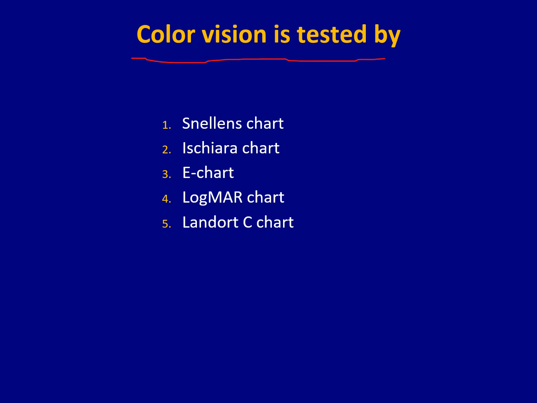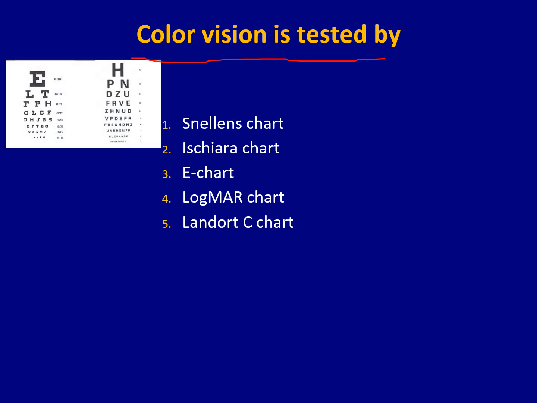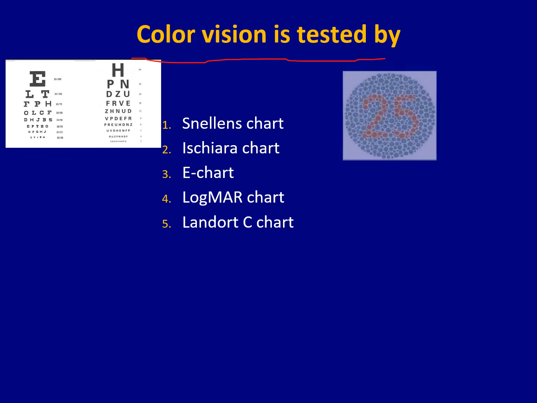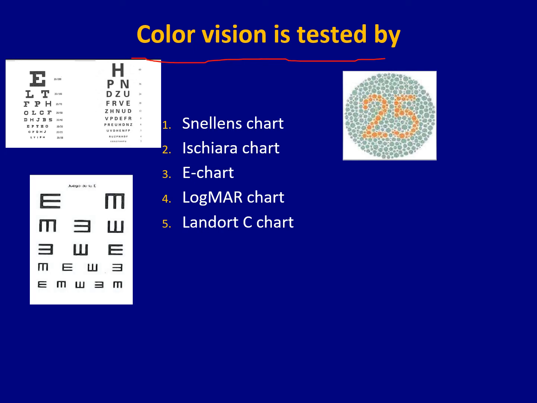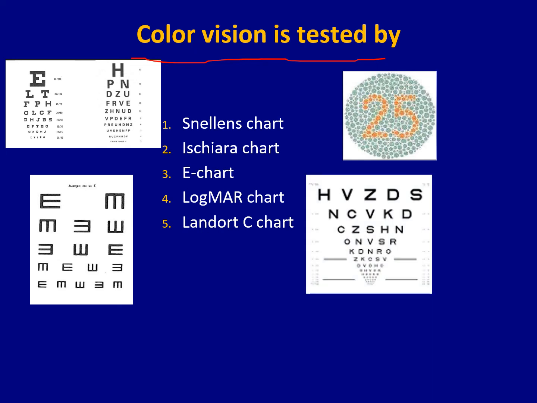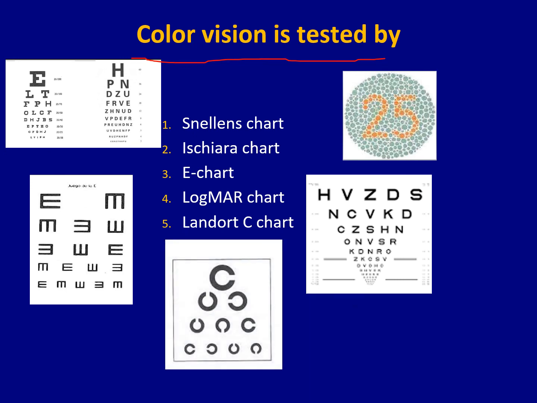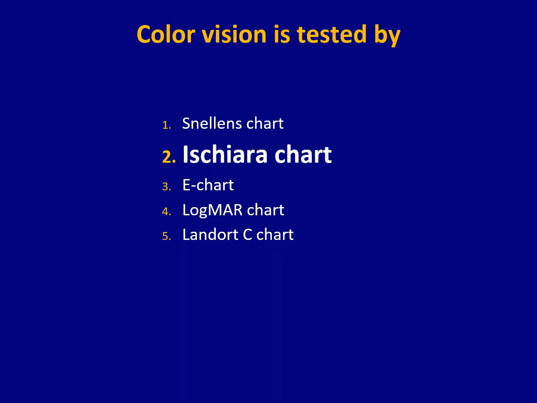Color vision is tested by Snellen chart, Ishihara chart, E chart, Logmar chart, or Len.C chart. Now remember, Snellen chart is used for checking visual acuity. Ishihara chart are color plates, which is used to check the color vision. E chart is a type of chart to check the visual acuity in the people who cannot read the letters. Logmar is a more detailed chart for checking visual acuity. And Len.C chart is also for checking visual acuity. So the correct answer would be Ishihara chart, which is used for the color vision. Ishihara chart is the answer.